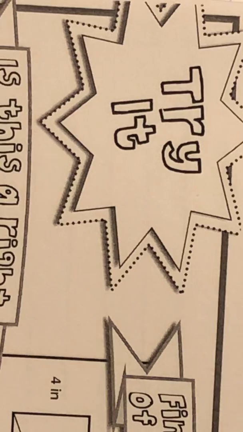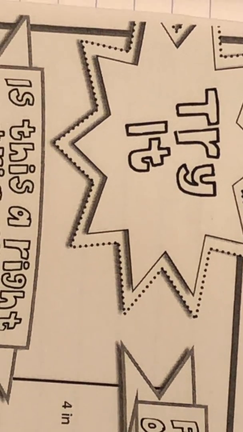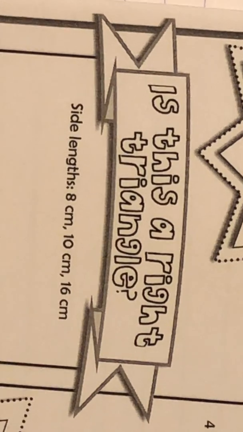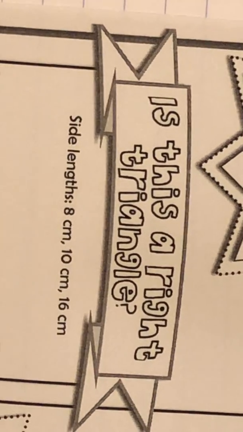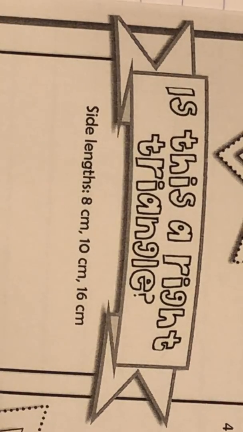So on this page, there are a couple of try it problems. I want you to go ahead, pause the video, try them out, and then we will go over the answers together. All right, now that you've had a chance to try out the try it problems, let's go over the answers together. So the first one I have is, is this a right triangle?